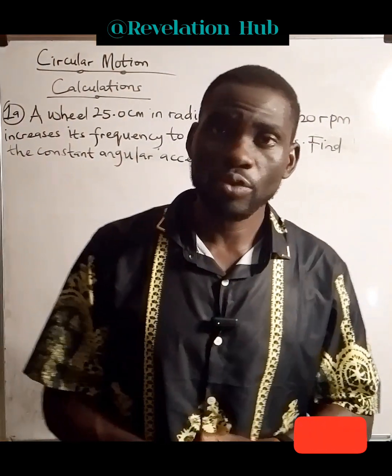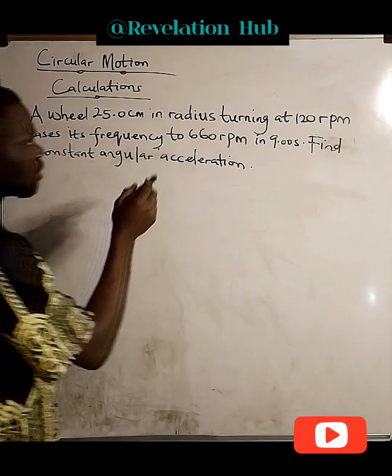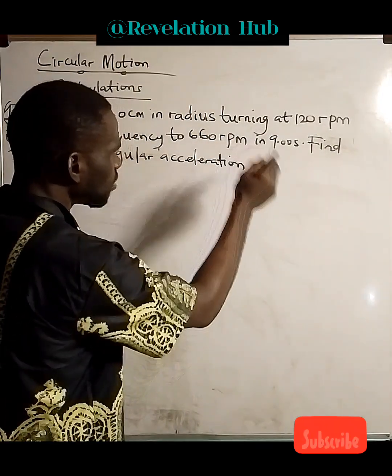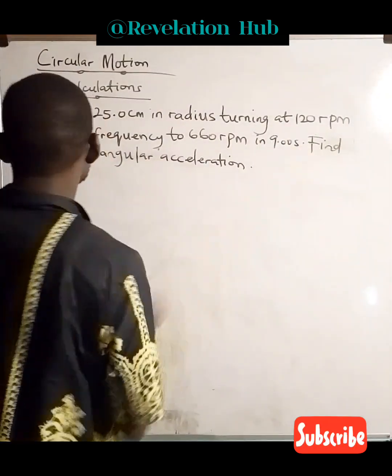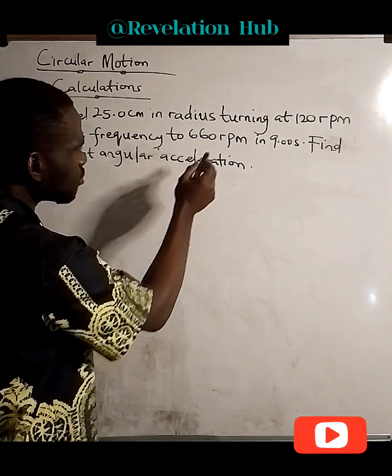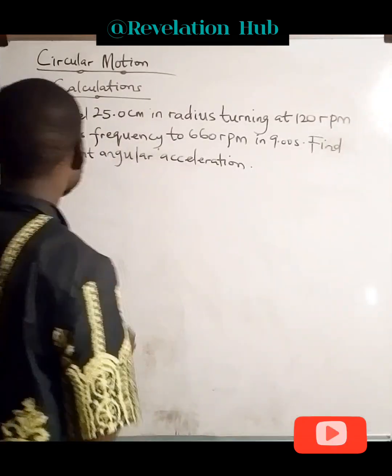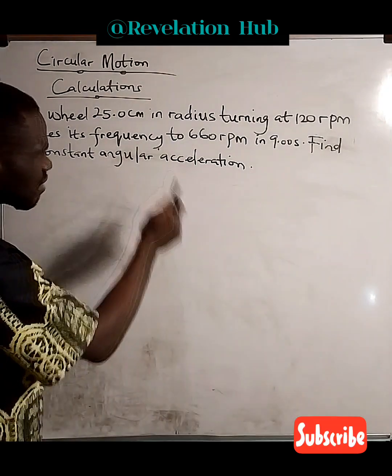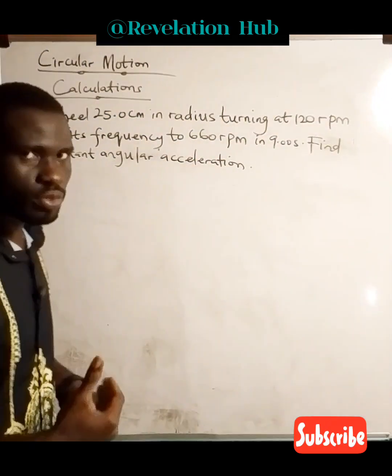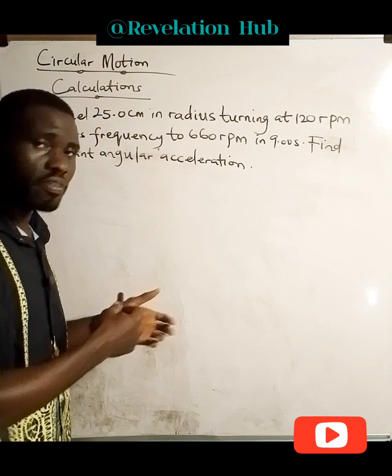So right here we have the first question on the board. A wheel 25 centimeter in radius turning at 120 revolution per minute, that's rev per minute, RPM, increases its frequency to 660 rev per minute in 9.00 seconds. Find the constant angular acceleration. Now, in our previous lesson, we derived the various formulas, but there's something I want us to quickly look at before we solve this question.